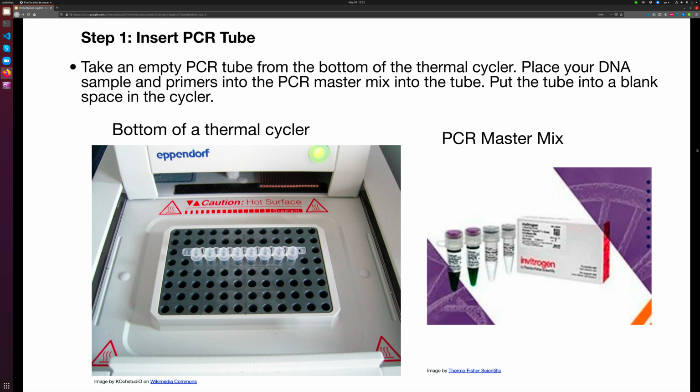So you'll need to place the DNA sample and primers into the PCR master mix and place that into the tube and the tube into a blank space in the cycler. So you can see the bottom of a thermal cycler. It can be placed in any of these holes. And this right here is the PCR master mix.